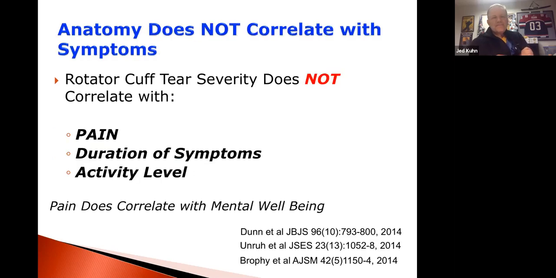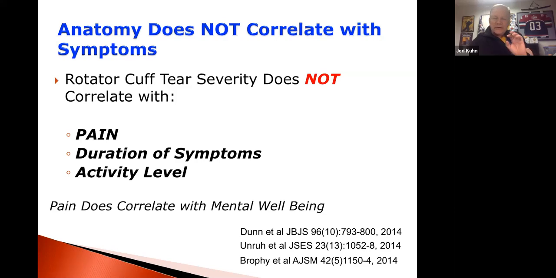Next slide. We tried to look at this in some of our MOON data, and we tried to see how the anatomy correlates with symptoms. Basically, we had about 500 patients who had full thickness atraumatic rotator cuff tears. And we assumed that people with larger tears would have more pain, would have longer duration of symptoms, would have lower activity levels. Not true. The anatomy did not correlate with pain, duration of symptoms, or activity level. Pain did correlate with mental well-being, but not with the anatomy.